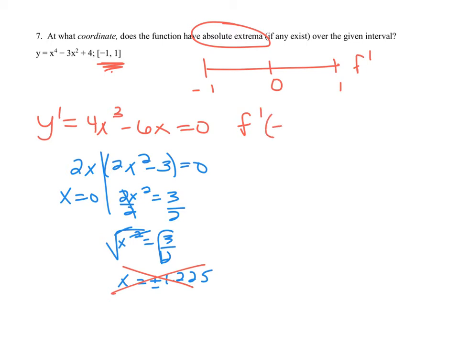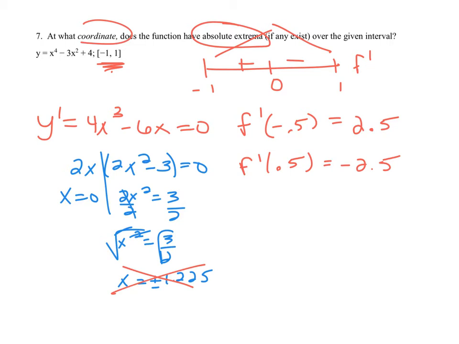So I'm going to test negative 0.5 because that's between negative 1 and 0. I'm going to plug that into my derivative, and that gets me a positive 2.5. And that gets me positive here, and then when I plug in f prime of positive 0.5, that gets me negative 2.5, which is a negative. So I know I have a max at 0. So basically I want the coordinate. I also need to test my endpoints.